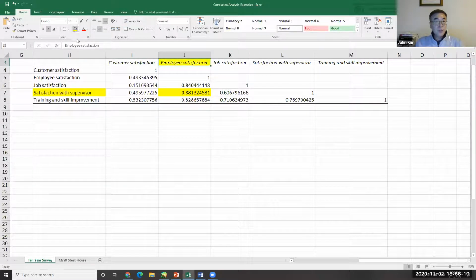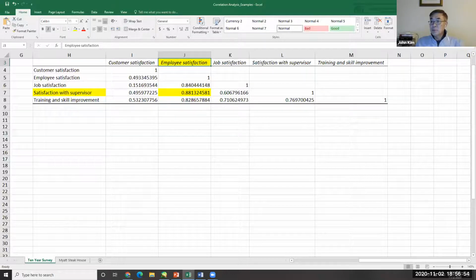correlation with employee satisfaction and satisfaction with supervisor. That is the highest correlation. And then the next one is job satisfaction and employee satisfaction, training and employee satisfaction. Just like I expected.